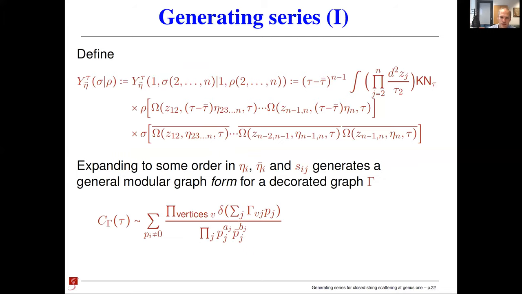What I want to get across here is that from this formula, if you expand the Koba-Nielsen factor in powers of s, and these things here in powers of eta or eta bar, what you will get is the most general modular graph form. And form really is because you no longer necessarily have the same power of p and p bar that you can have for a diagram. So whatever diagram you draw and you decorate the edges by saying it's either a Green's function or one of these other f^(a) or f-bar^(a), this is what it will look like schematically. It's the sum over all the momenta, momentum conservation at each vertex, and the powers of the momentum that flows through the graph.